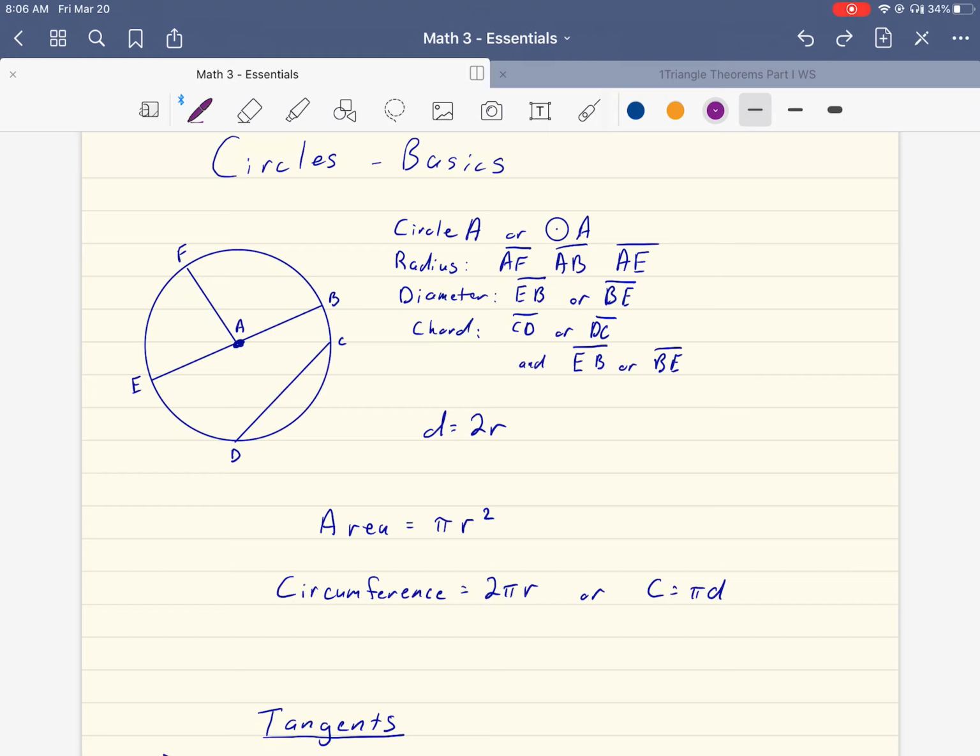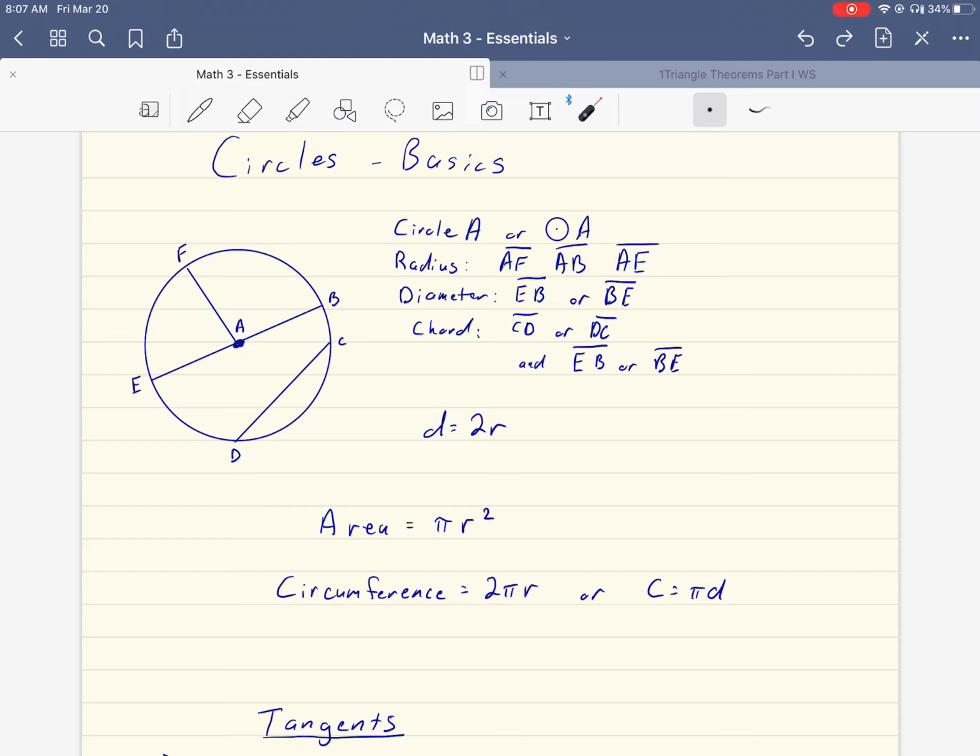So most of this circle basic stuff, the beginning, is pretty straightforward. So here we have a circle. We always label it by our center, so circle A in this case. Remember, radius go from the center to the outside, so we have quite a few radii here, AE, AF, and AB. Diameter, remember, must go from side to side and it has to go through the center.